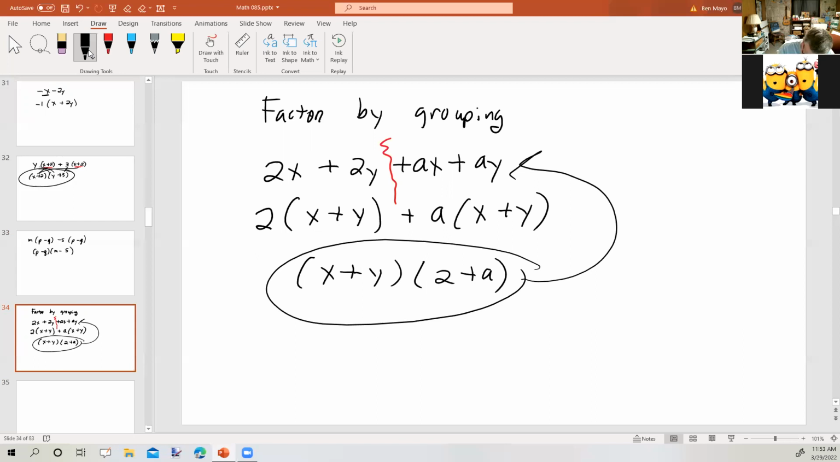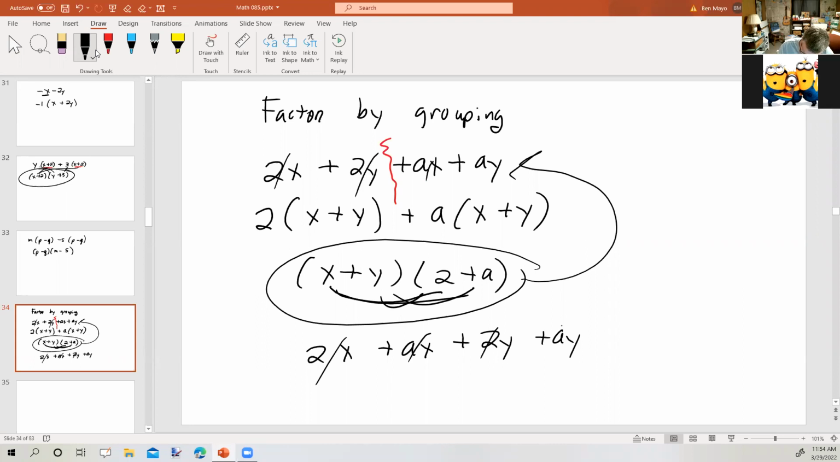Let's check our work. How would we do that? Well, we'd FOIL these back together and we get 2x plus ax plus 2y plus ay. Let's see, there's that term and that term and that term and that term, so it checks.